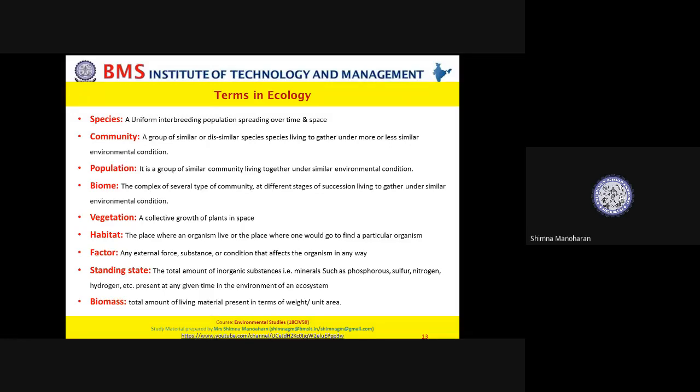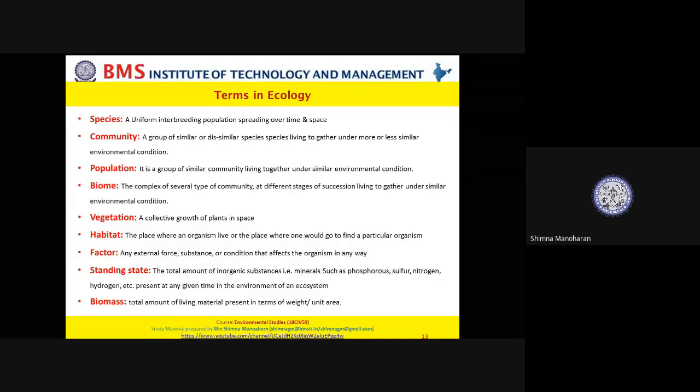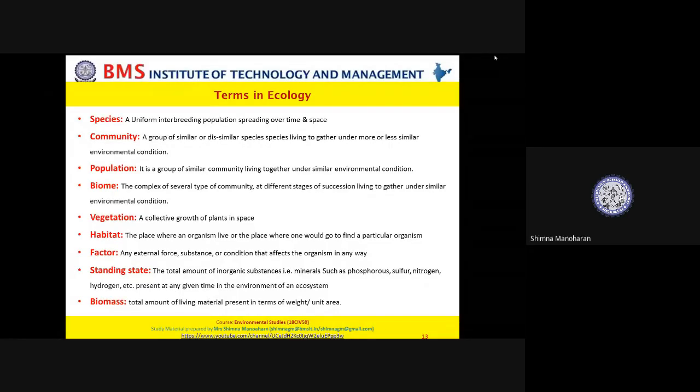Vegetation is nothing but the collective growth of plants in any space. You usually say the typical vegetation of that area. So do you find all plants growing in all the places? No, ma'am, right?